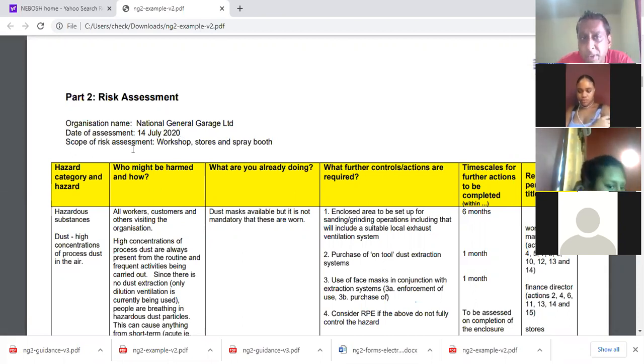The scope of the risk assessment. The scope of the risk assessment is the area that you're zoned down on. You notice they have the workshop, stores, and spray booth. Remember, they had said that they were not going to look at the office because the office had a separate risk assessment. Hi, sir. Yes, go ahead.